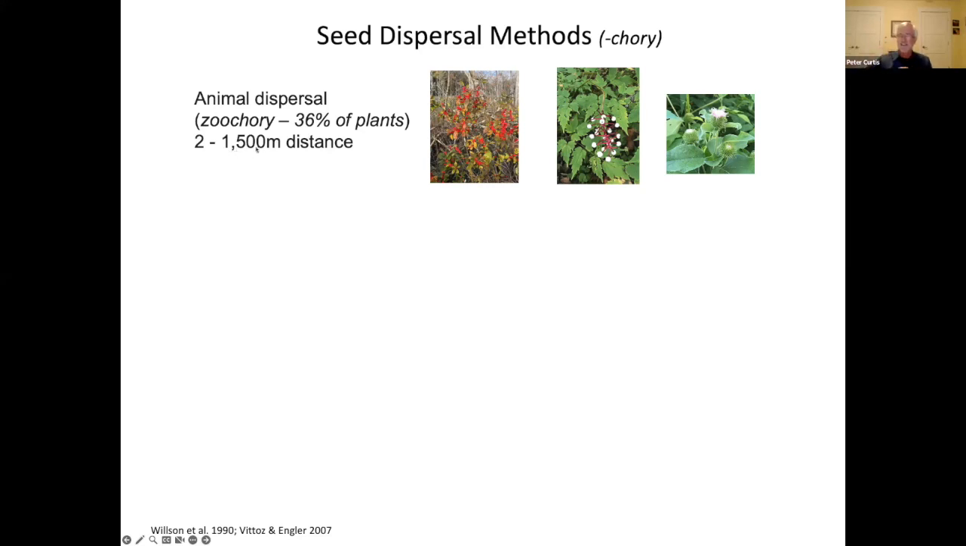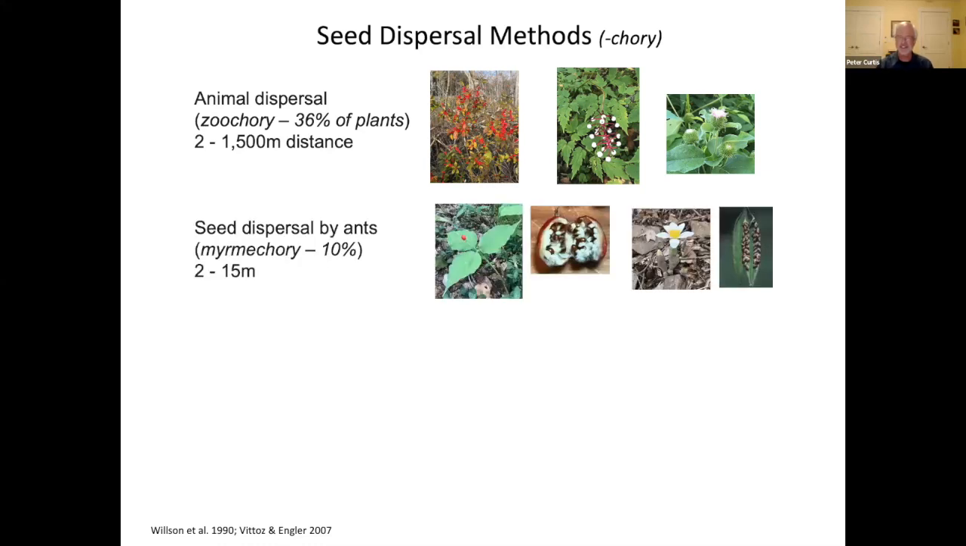There's a long tail to this. So clearly there can be some rare instances where seeds are moved by birds, for example, much longer distances. But for the most part, 50% go on the order of less than 2 meters, 90% are on the ground again, having been dispersed by 1,500 meters, and then some small numbers go longer than that. So that's animal dispersal.